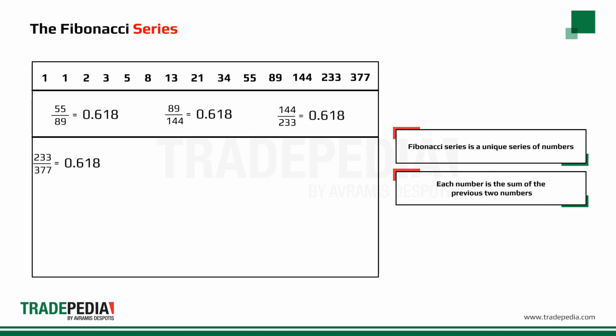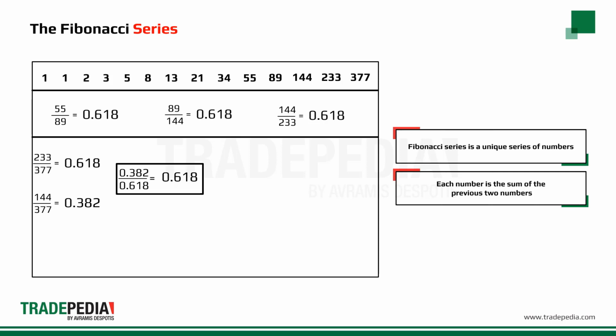What about if we were to leave one number in the middle empty and now find the ratio between 144 and 377? We find the number 0.382. Now, if we were to divide the 0.382 by 0.618, again we would find 0.618.